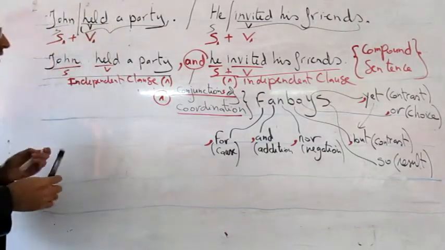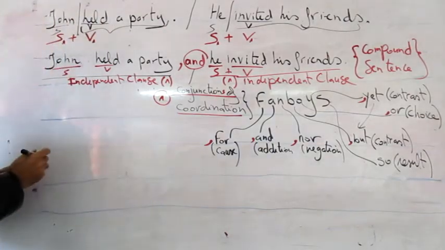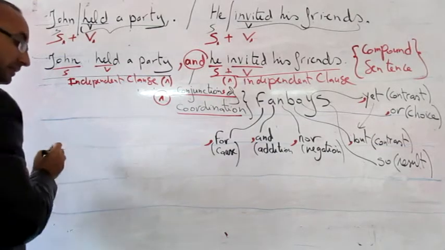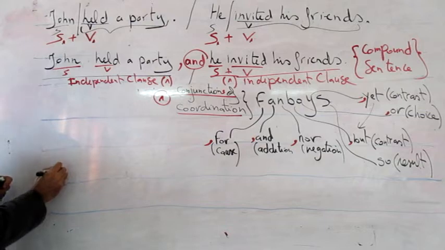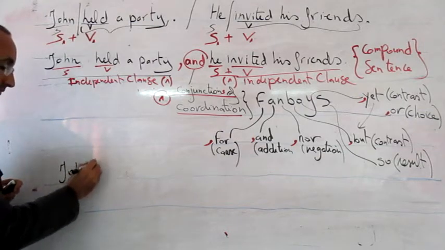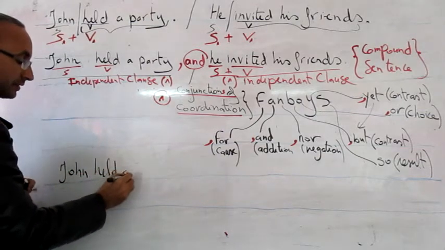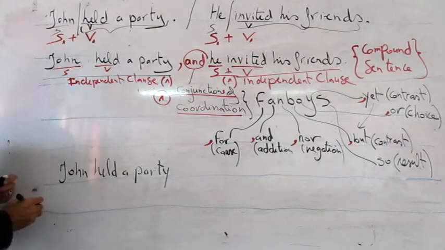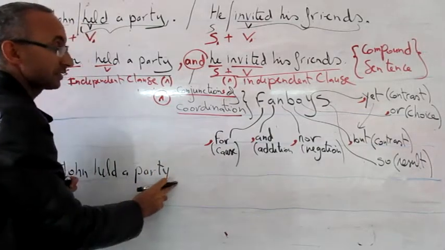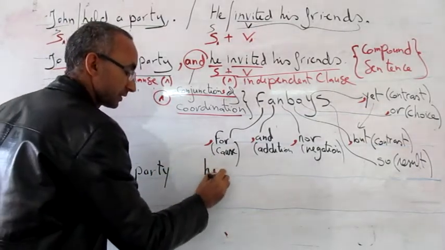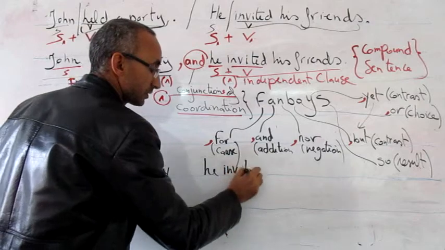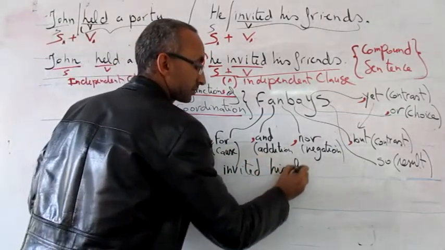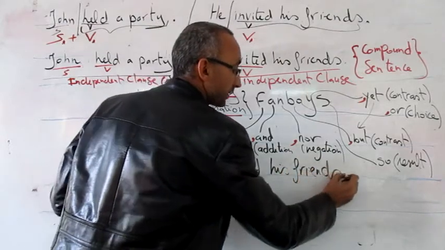Also, I can say and write, John held a party. I write here: John held a party, comma, and he invited what? His friends.